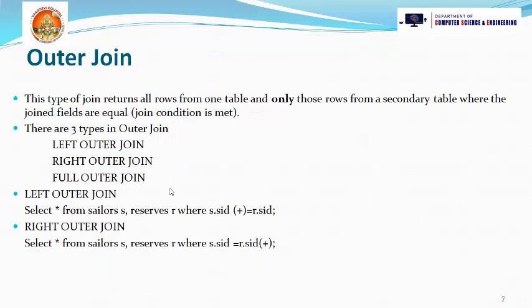The next type of join is called outer join. In inner join we apply a condition and we retrieve only the tuples satisfying the given condition.